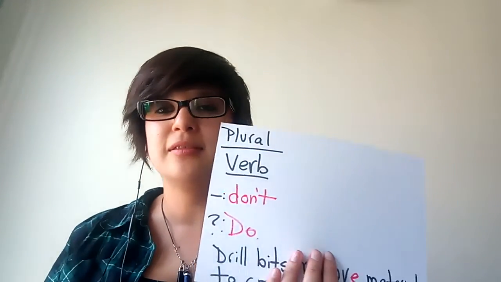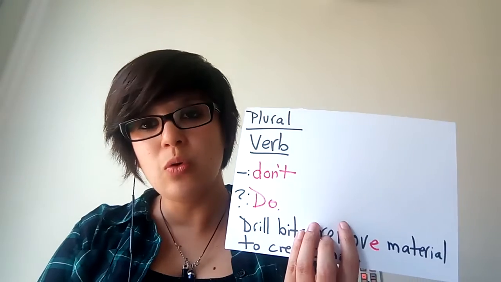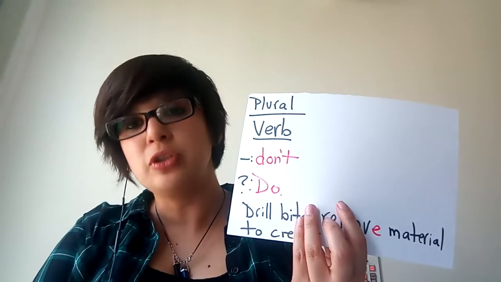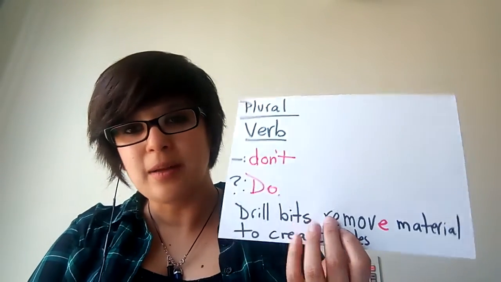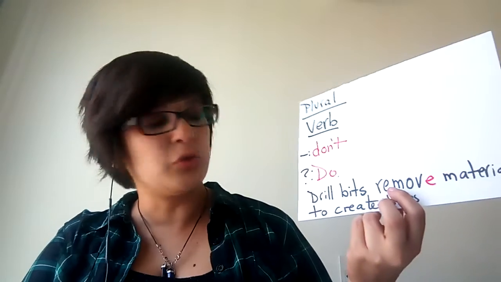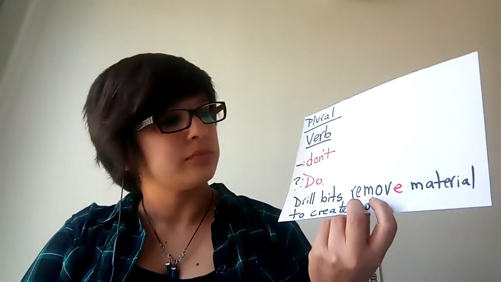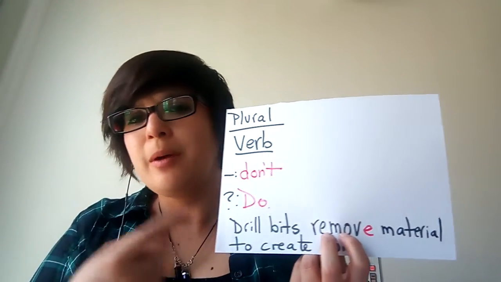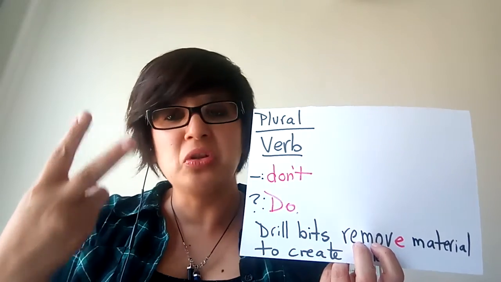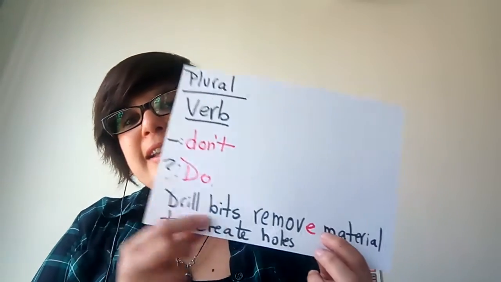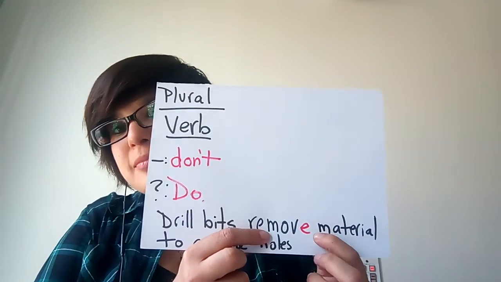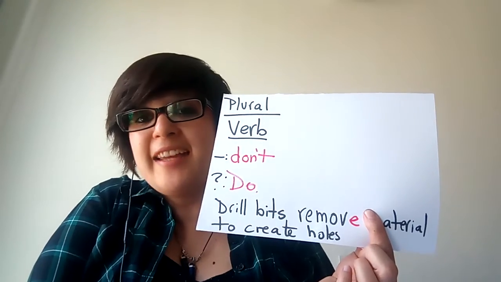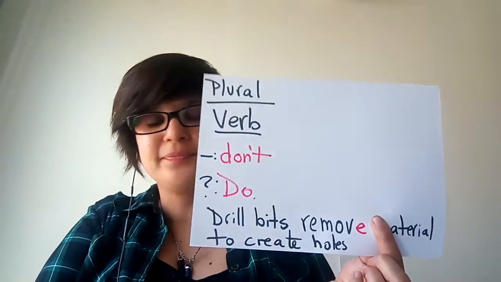don't deny. Okay? And when you want to ask a question, you have to use the auxiliary verb do. And here is an example that I can say: drill bits remove material to create holes. In that way, I'm talking about more than one thing, maybe 2, 3, 4, 5. And as you can see, I keep the verb. So I don't add anything because it's a plural thing.